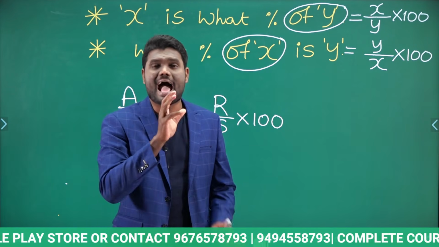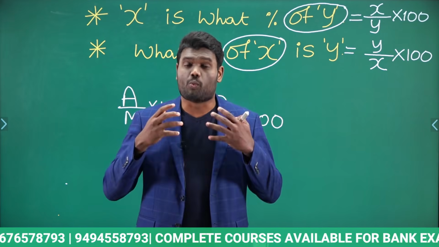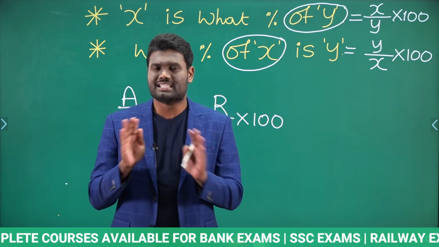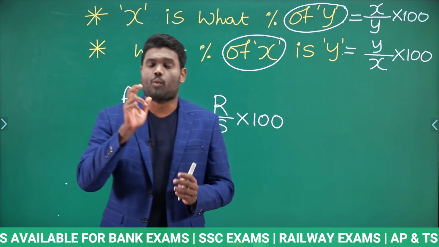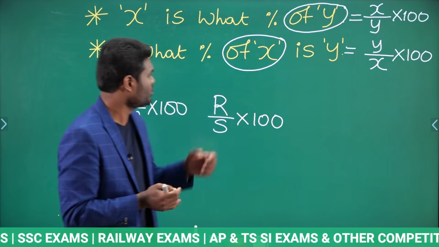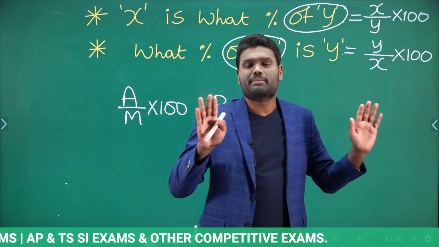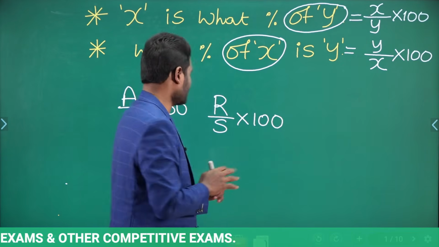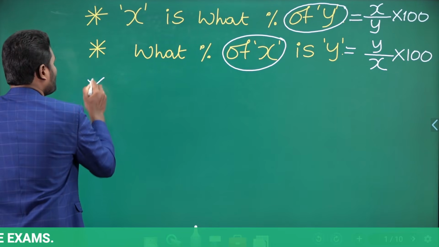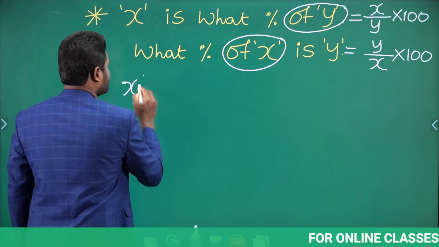Very simple. Apple is what percent of mango, or mango is what percent of apple, or what percent of apple is mango. It's all not a matter. Simply remember just one particular thing: whatever that is going to come after "of" will be your denominator. Remember this simple point, that is sufficient, nothing more than that.